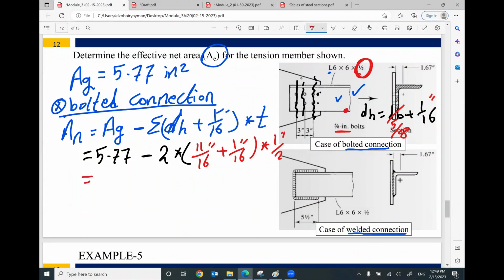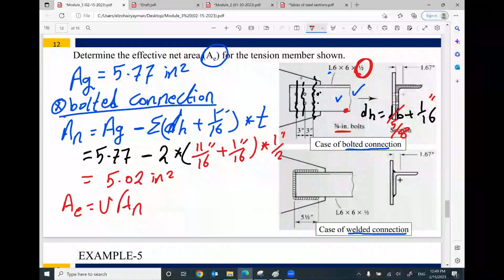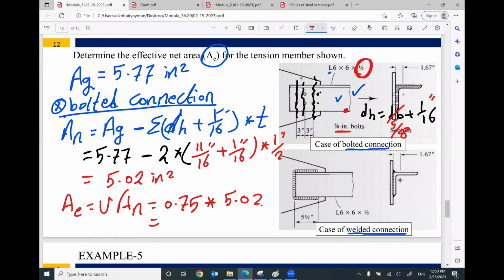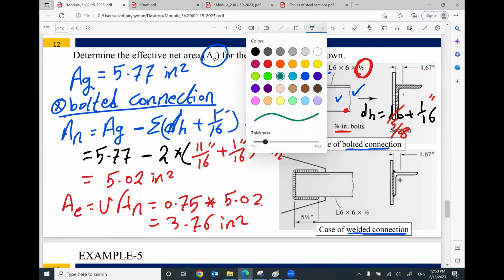So I can figure out the value of area net. Your value will be 5.02 inches square. So your area effective will be U times area net. Your U, I'm going to assume 0.75, times 5.02. Your value will be 3.76 inches square. This is the case if you have a bolted connection.